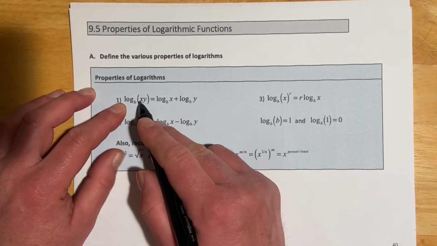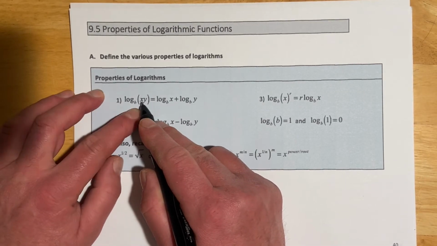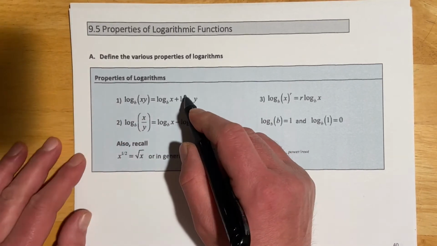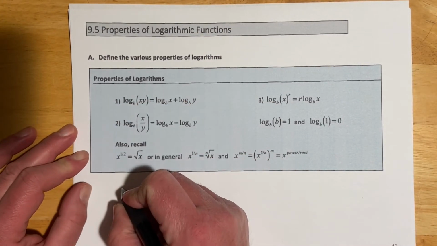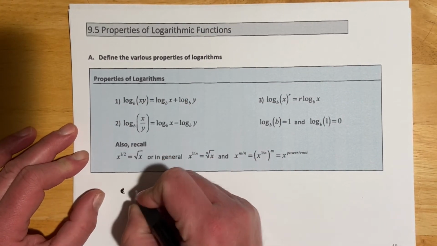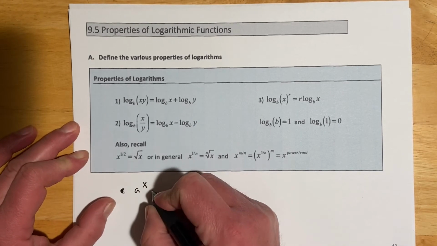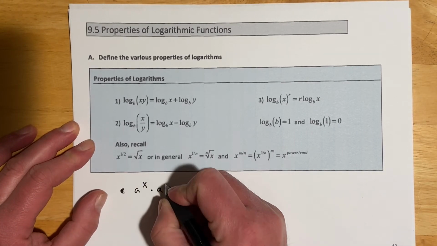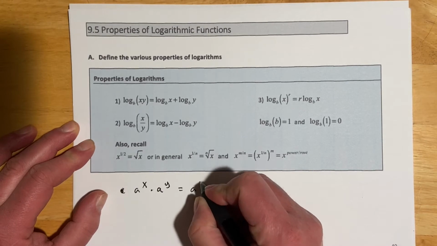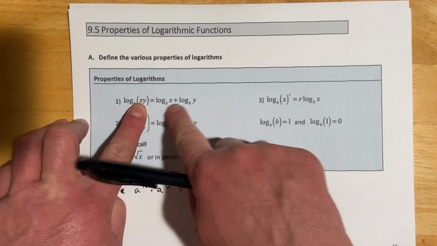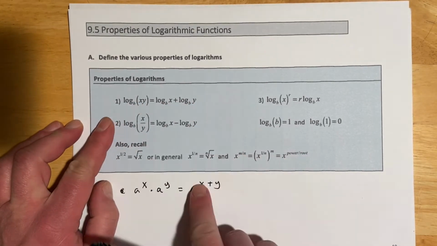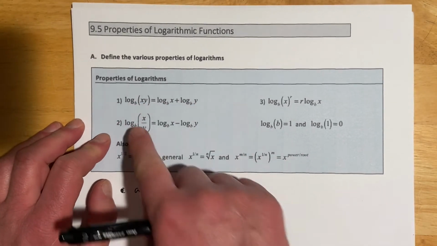So the first one goes, if we have two things multiplying in the argument of a logarithm, we can rewrite those as addition or vice versa. And the property that this is, if we have a to the x times a to the y, that becomes a to the x plus y. And so that's what we're showing. If we're multiplying, we end up adding exponents. Remember, logs are exponents. And so that's what's happening right here.